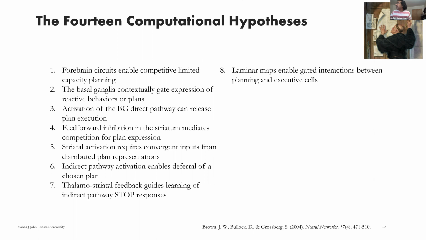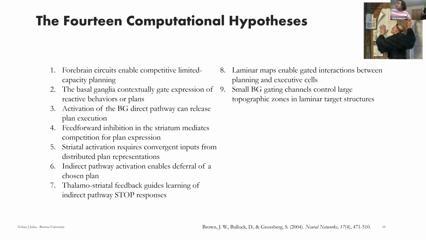Laminar maps enable gated interactions between planning and executive cells. So this is a version of things we've seen where we're using cortical maps to create conjunctive representations. There's a fair amount of complexity in this because you're dealing with different spaces and different types of maps, but they get it to work. So you have object representations and you have locations in head-centric coordinates and retinotopic coordinates, and you have to kind of make all these align.